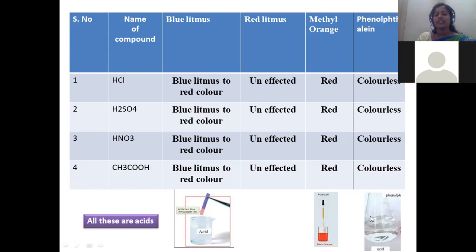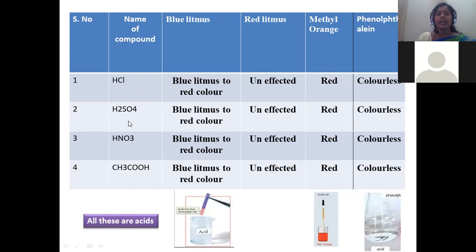When phenolphthalein is added to HCl, what happens? You can see a colorless solution. So these are the various tests performed for HCl. Based on all these, you can identify the given compound is an acid, because blue litmus turned to red indicates acid. Red litmus unchanged is also acid. Methyl orange turned to red is also acid. Phenolphthalein colorless will be acid.